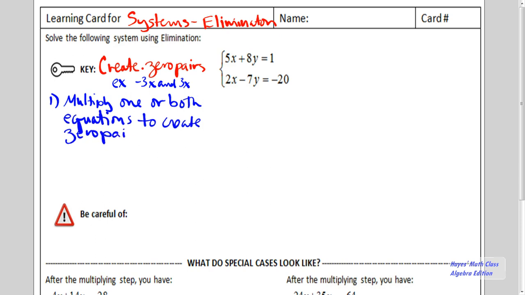So in this case here, notice that I can't easily turn a 2 into a 5, and I can't easily turn a 7 into an 8. So in this case, I'm going to have to multiply both equations through by something. The easiest way to do this: sometimes you can see numbers like a least common multiple that works. Other times it's just easier, and some people just do this from the get-go, just multiply by the other coefficient.